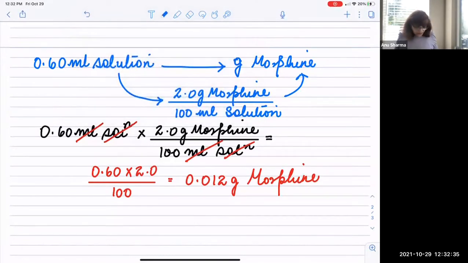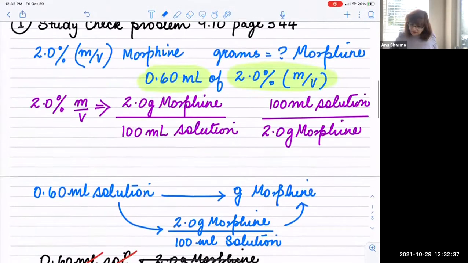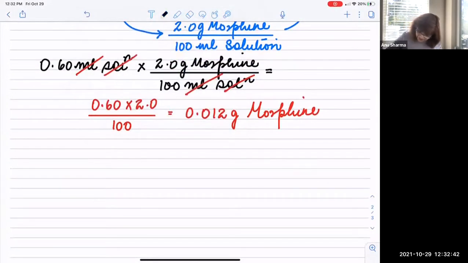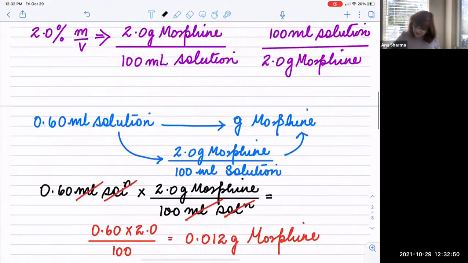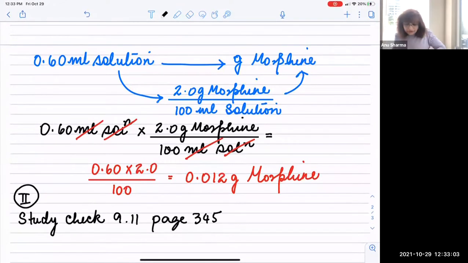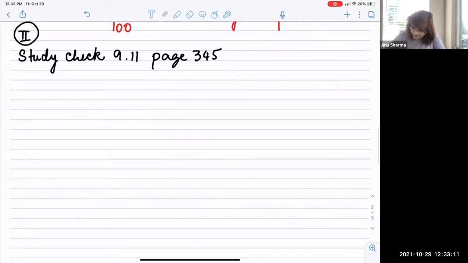Okay, now the next problem is 9.11, study check. This is the second one, on page 345. So what is given here? How many milliliters of 6 molar HCl solution will provide 164 grams of HCl?